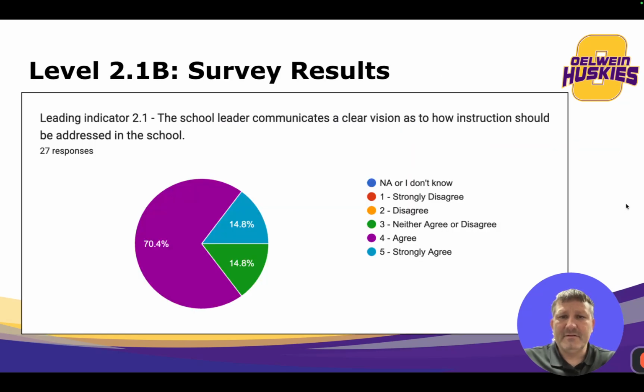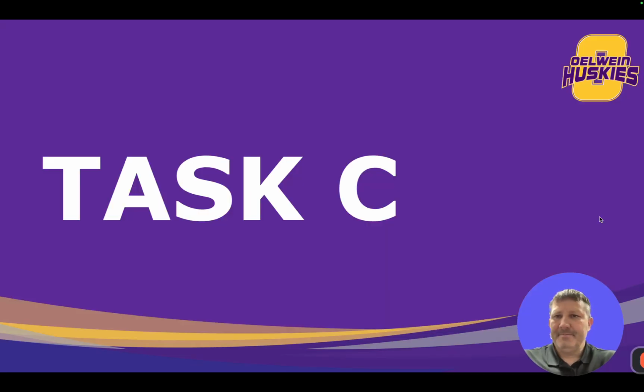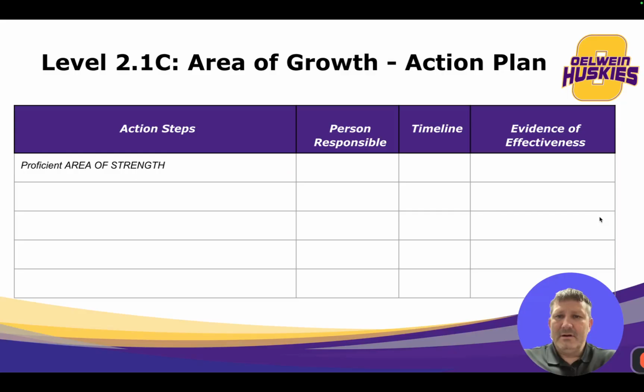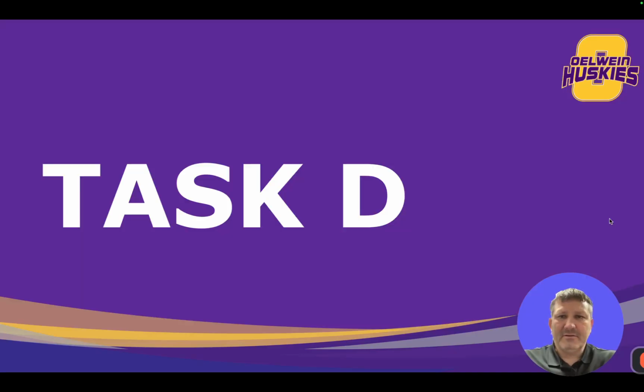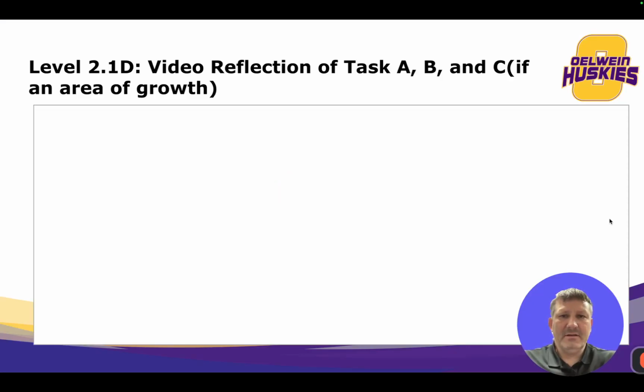Here's our survey result. School leader communicates a clear vision as to how instruction should be addressed in the schools. Again, doing pretty well. We're at 3s, 4s, and 5s, the vast majority there and agree. You can see that there in that graph. All right, so we consider this an area of strength, so we didn't have an action plan.